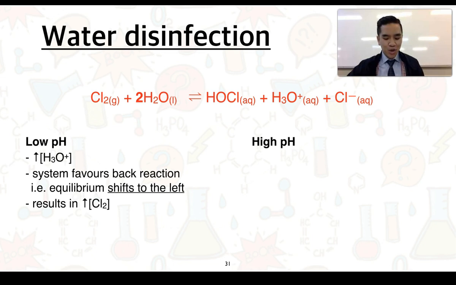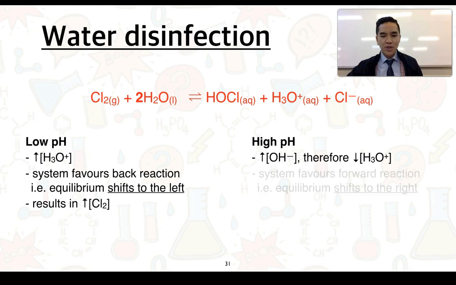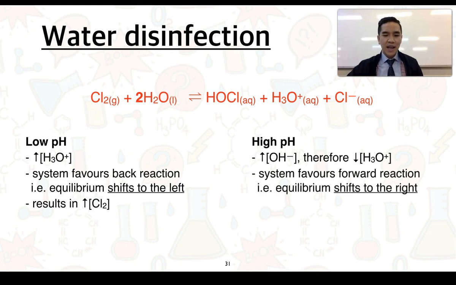On the other hand, if we were to increase the pH, what this will do is increase the concentration of hydroxide ions, and we know that this can react with hydronium to produce water, and in doing so will decrease the concentration of hydronium ions. So the system itself is going to then favor the forward reaction to try and increase it again, or in other words, the equilibrium is going to shift to the right. And in doing so this is going to increase the concentration of hypochlorous acid as well as hydrochloric acid.